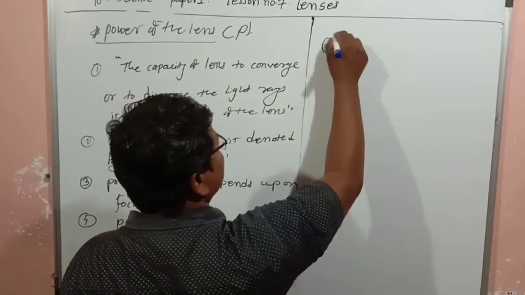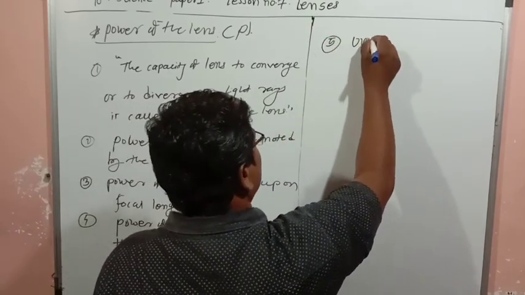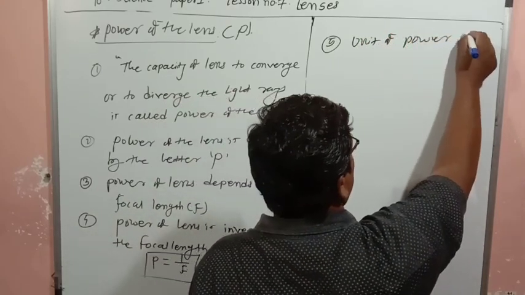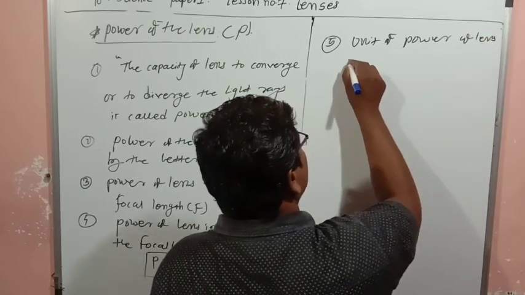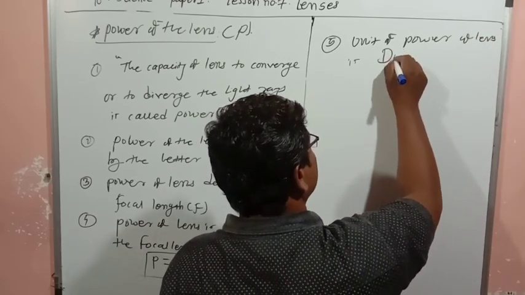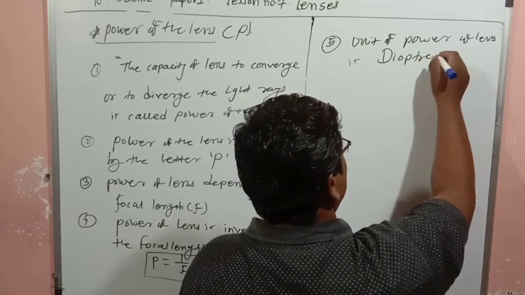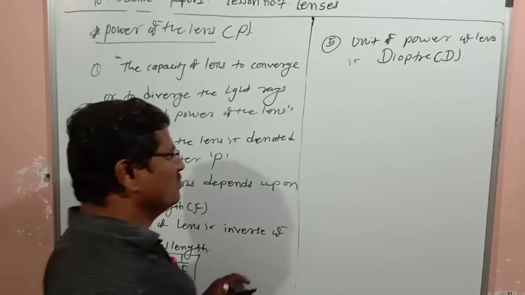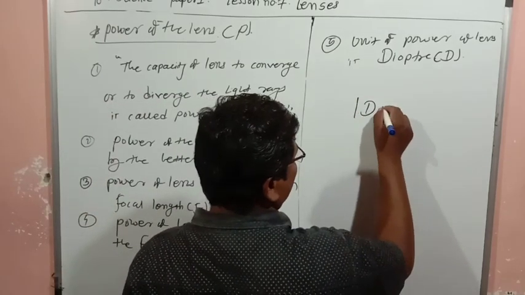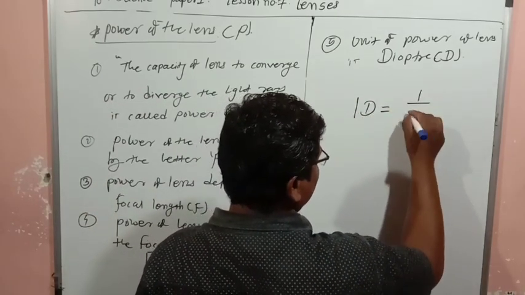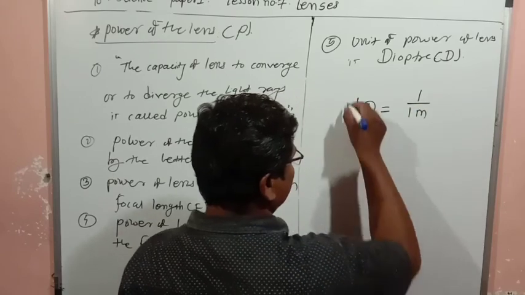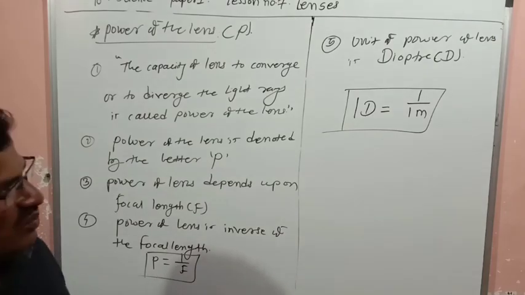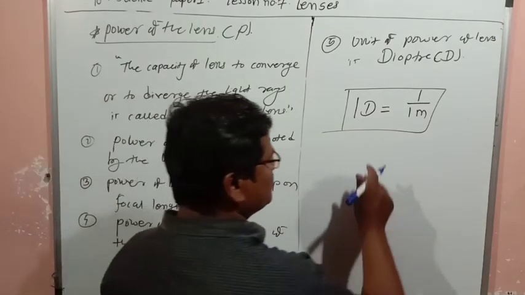Fifth point is there, unit of power. Unit of power of lens is diopter, and it is denoted by letter D. So 1 diopter is equal to 1 upon 1 meter.